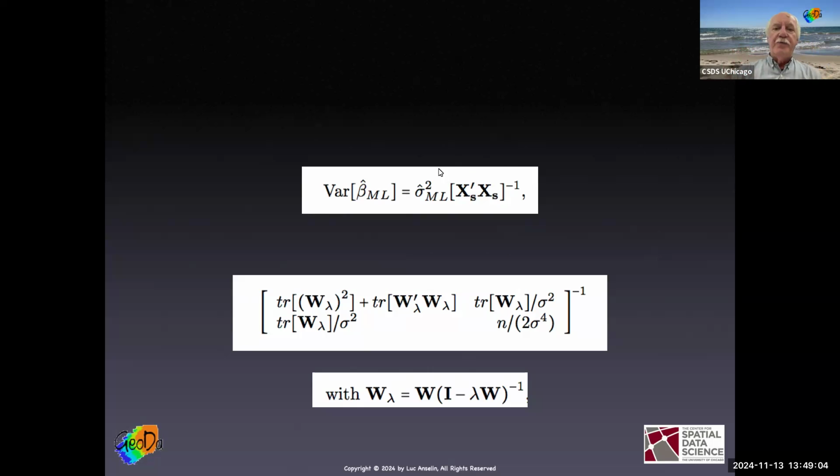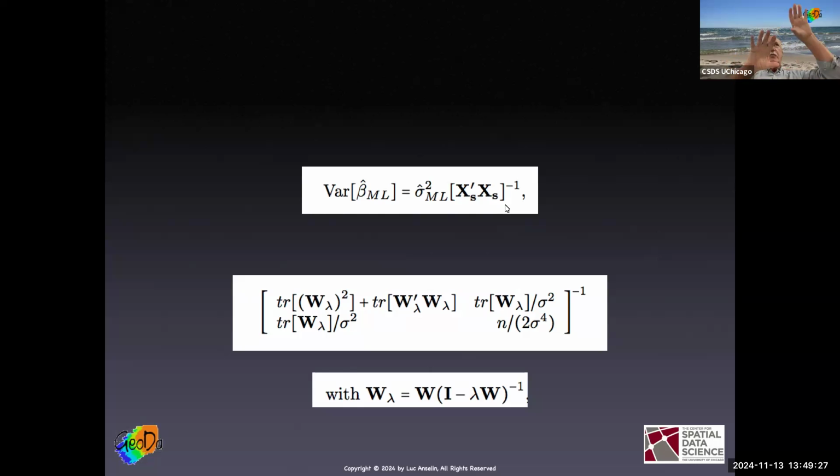In other words, we can compute the variance-covariance matrix for the beta estimates just using the spatially filtered x's. There's lambda in there, but the precision of lambda doesn't matter. That's a big difference with the lag model, where the precision of rho did matter.